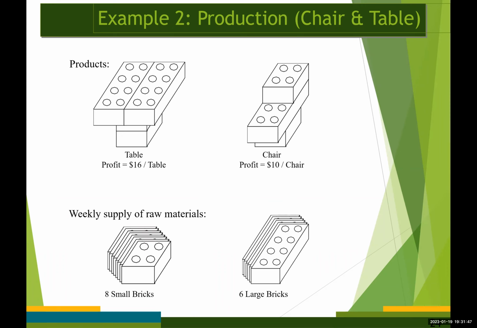As always, we begin by determining the decisions that must be made by the decision maker. That's going to be the number of tables produced and the number of chairs produced. So we define 2 decision variables. Let's say T stands for the number of tables produced.